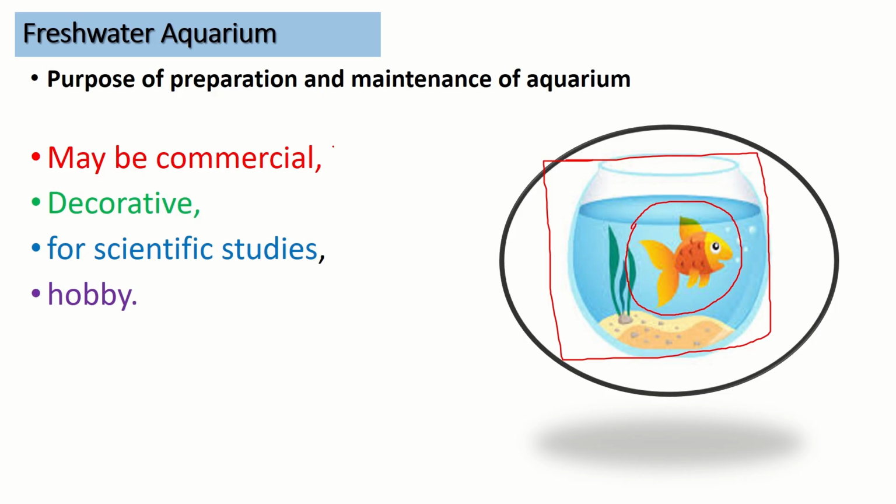When we see the purpose of preparation and maintenance of an aquarium, it may be commercial, decorative, or for scientific studies, or it may also be related to one's hobby. The idea of an aquarium is to provide pet fishes a home as near as possible to their natural one.